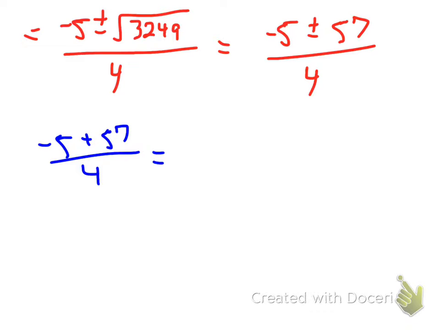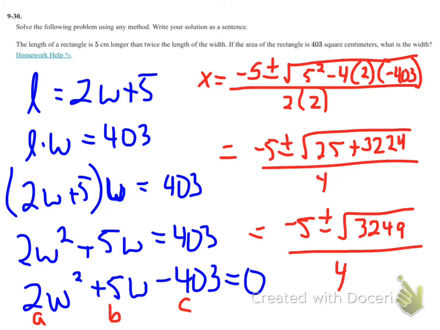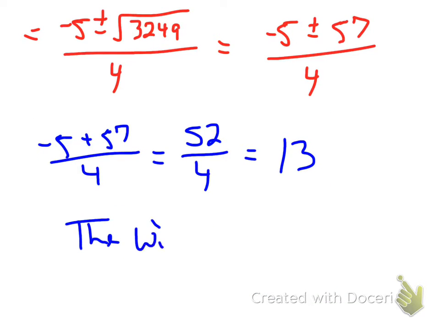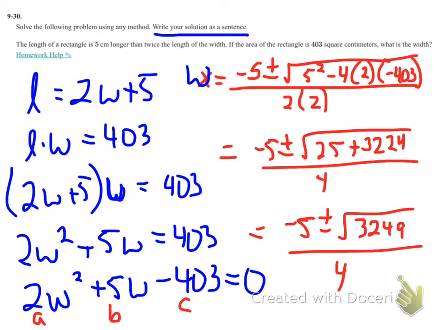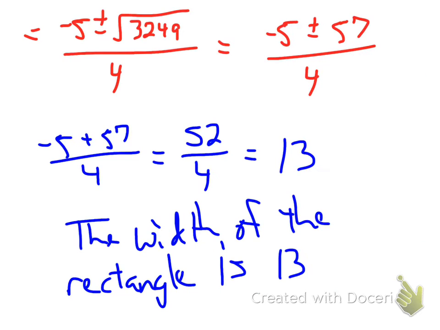So looking now at negative 5 plus 57, that gives us a positive 52 over 4, which gives us an answer of 13. That is now our width. So when we are solving this problem, this should have been a W here, sorry. So what is the width? And answering it in a sentence, the width of the rectangle is 13, and we're using centimeters, so it's 13 centimeters.